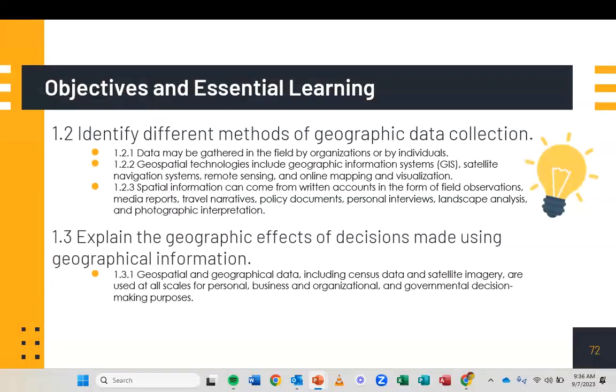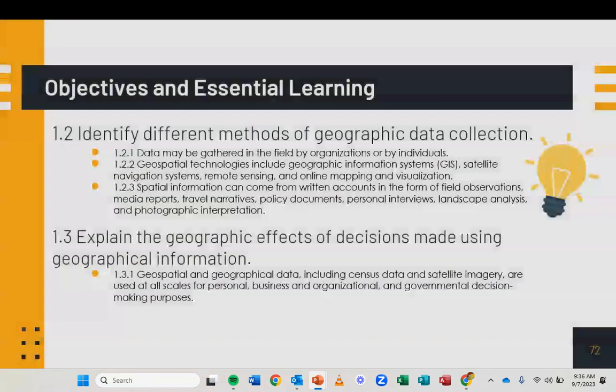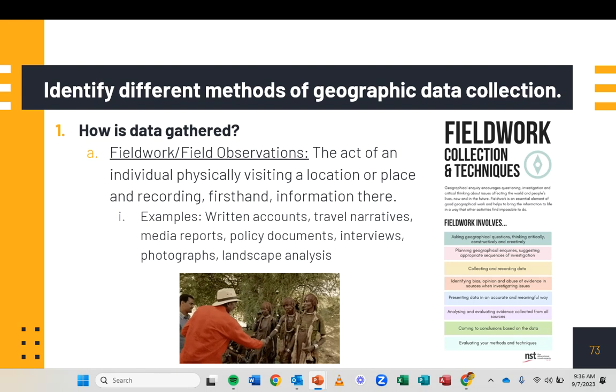Basically, we're talking about collecting geographic data and how to use it. And some of this is pretty interesting. Geographic data. Now, how is data gathered? You can just make a brief list real quick. How is geo data gathered?